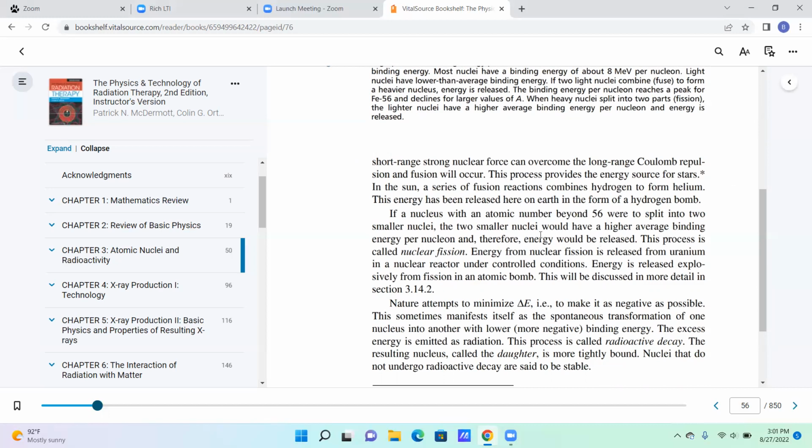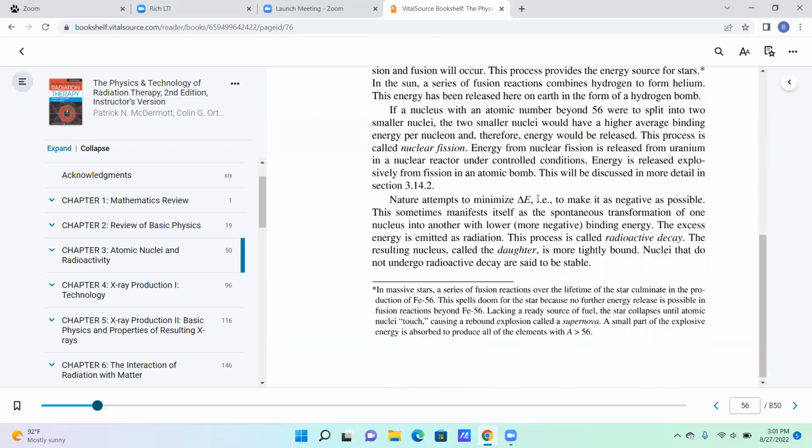If a nucleus with atomic number beyond 56 were to split into two smaller nuclei, the two smaller nuclei would have a higher average binding energy per nucleon, and therefore energy would be released. This process is called nuclear fission. So when they split apart, it's fission. When they come together, that's fusion. Energy from nuclear fission is released from uranium in a nuclear reactor under controlled conditions. Energy is released explosively from fissions in an atomic bomb. In other words, there's no way to control it.